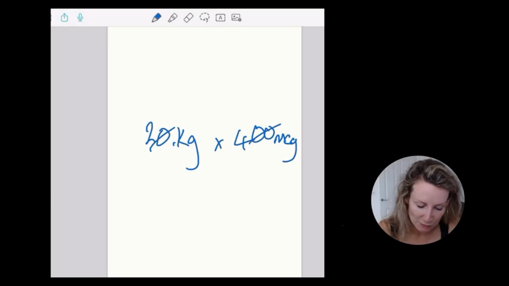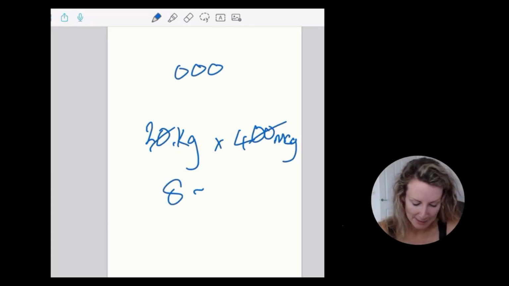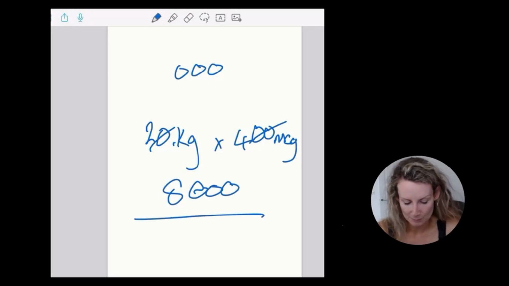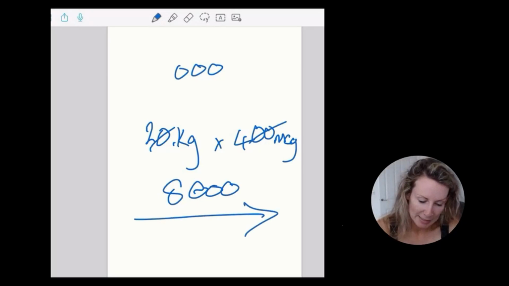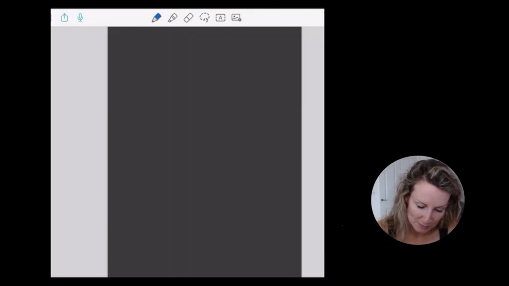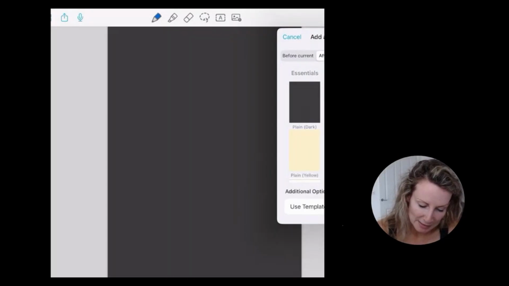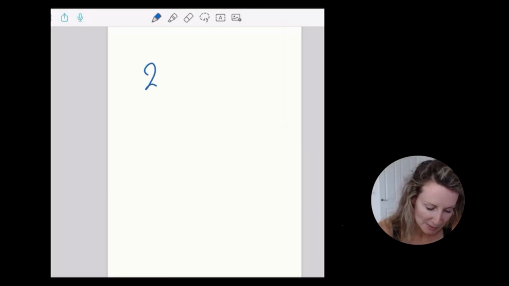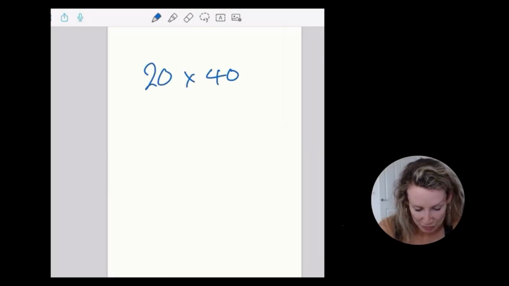So we'll take these off. That means you're going to have to add on 3 zeros because you've taken them off. 2 times 4 is 8, and then add on the zeros. Oh, right. Can you explain that again? Sorry. Okay, so if you've got 20 times by 400, what we're going to do is we're going to say 20 times by 400.